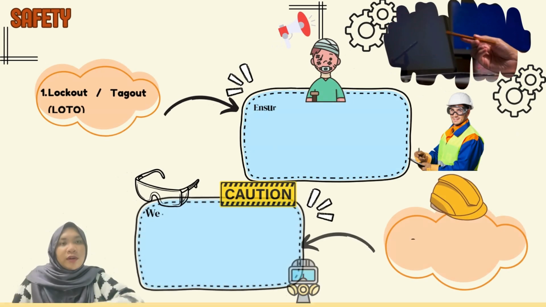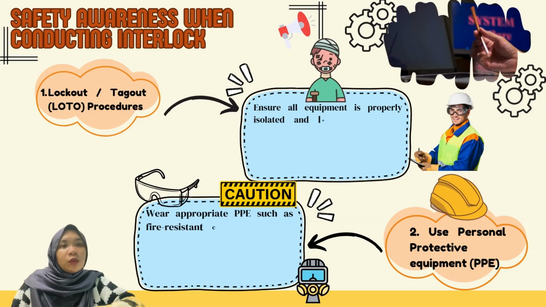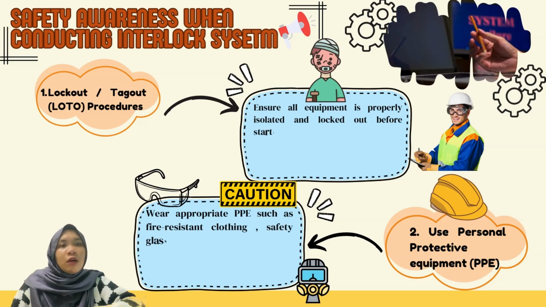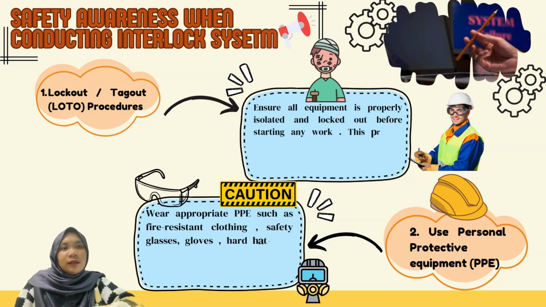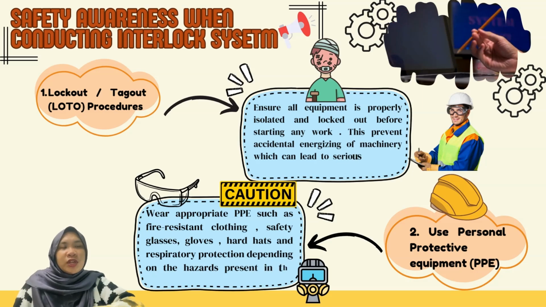There is some safety awareness when conducting interlock system work. First, lockout/tagout, or LOTO, procedures. Ensure all the equipment is properly isolated and locked out before starting any work. This prevents accidental energizing of machinery, which can lead to serious injury or fatality.